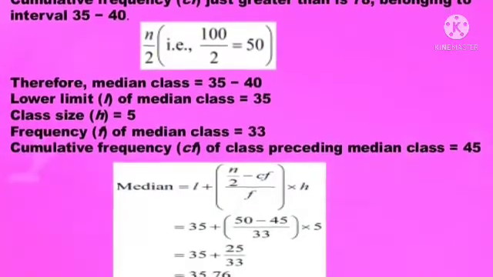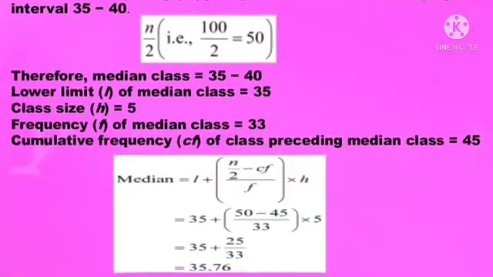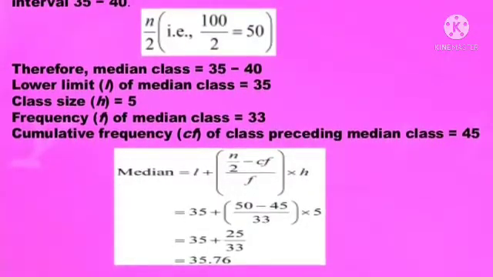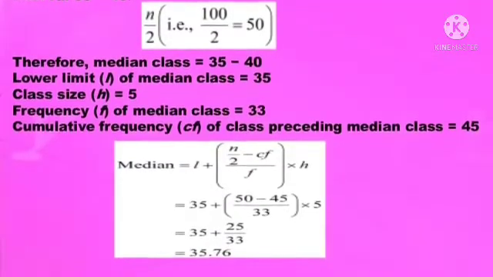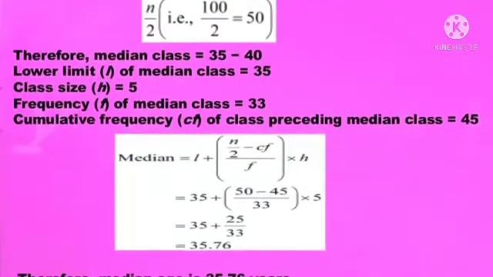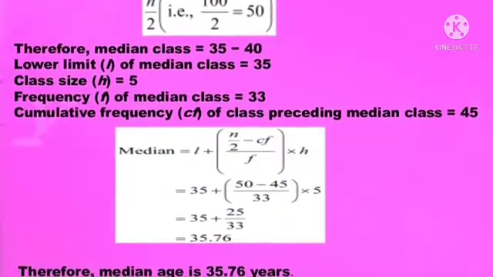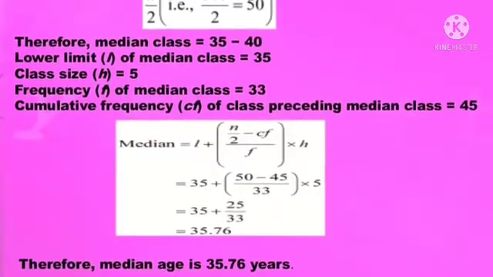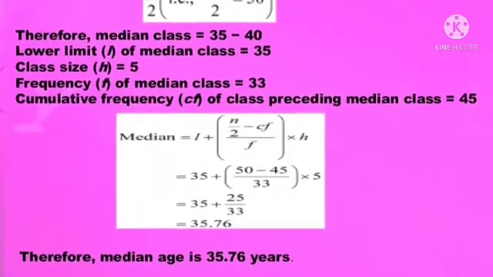The lower limit L of the median class is equal to 35. Class size h is equal to 5. Frequency f of median class is equal to 33. Cumulative frequency of class preceding median class is equal to 45. Substituting the values in the median formula, we get 35 plus 25 divided by 33, which is equal to 35.76. Therefore, the median age is 35.76.